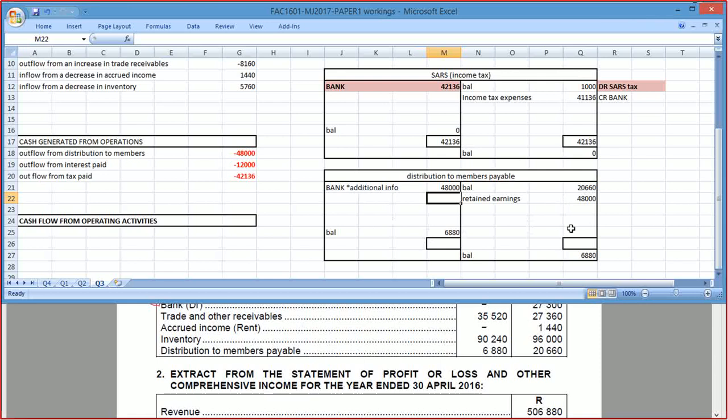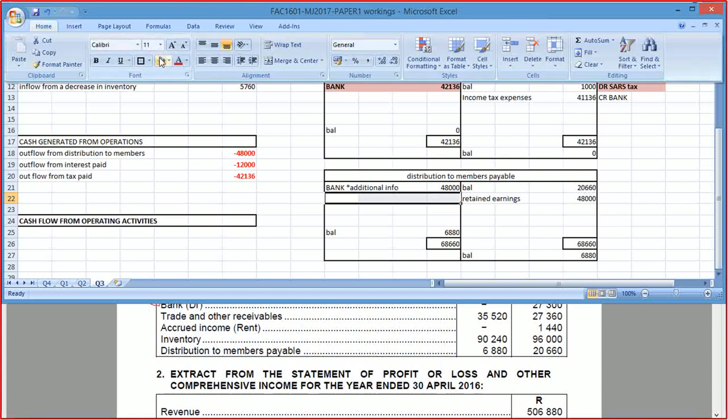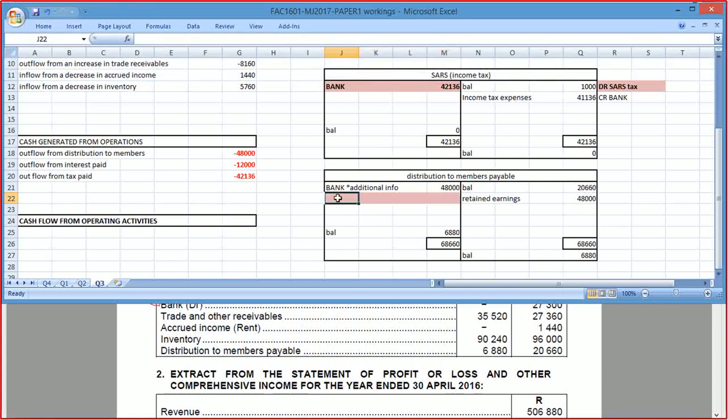Am I still left with something? Yeah, I am. So this side is bigger than that side, so there would be another bank amount. The balancing figure is going to be for bank, and it's going to be this minus that, which gives you an extra amount. This is an extra distribution.